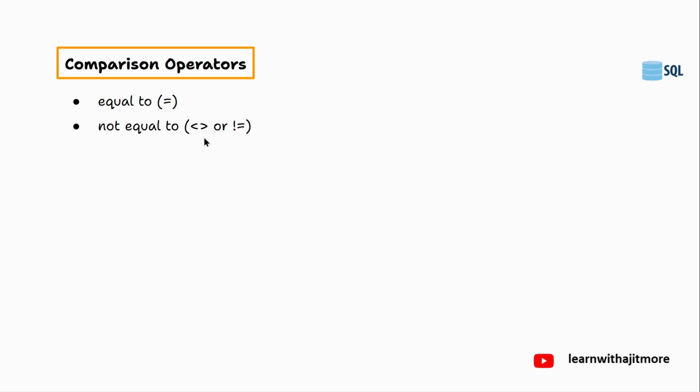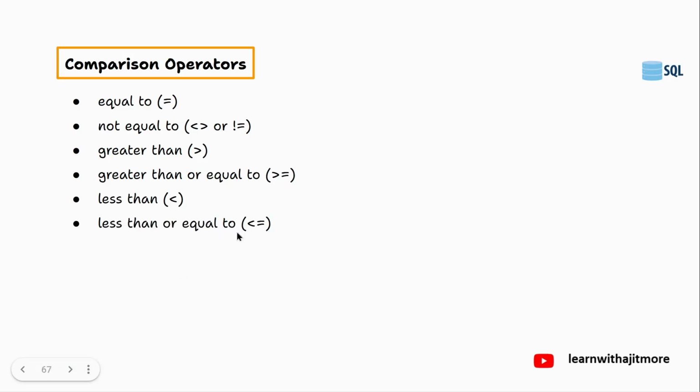Not equal, less than equal, or not equal. Then greater than equal, less than equal. Okay, so these are all comparison operators. Comparison operators are for comparing two values or checking what relation exists between two values. So if the first value is exactly equal to second, the output is true. Otherwise, the output is false.